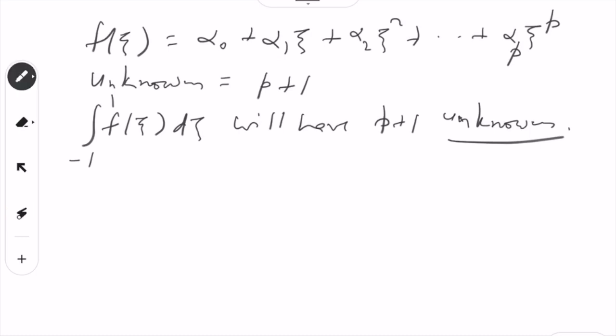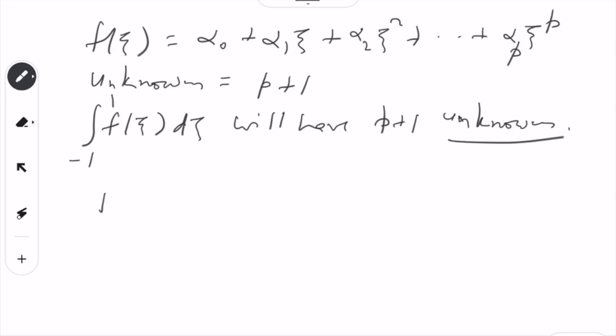So the number of unknowns here is p plus 1, and in Gauss quadrature, if the number of Gauss points is 1, then your integration is w. Okay, so what I mean to say is, if n number of Gauss points is 1, then your integration is w.